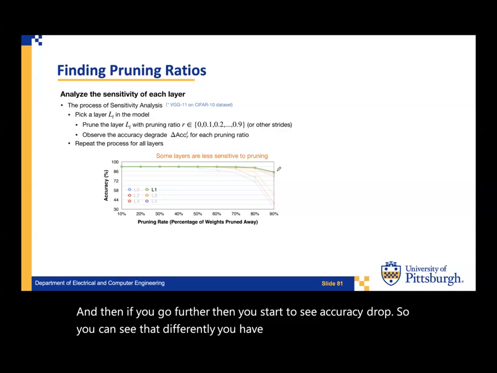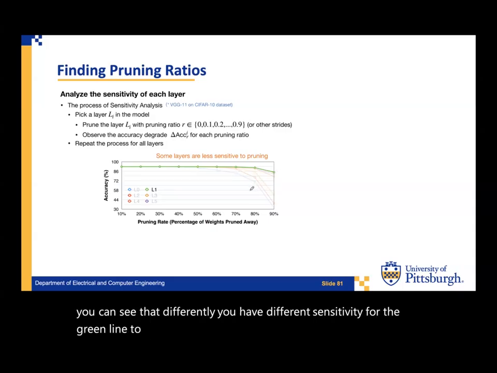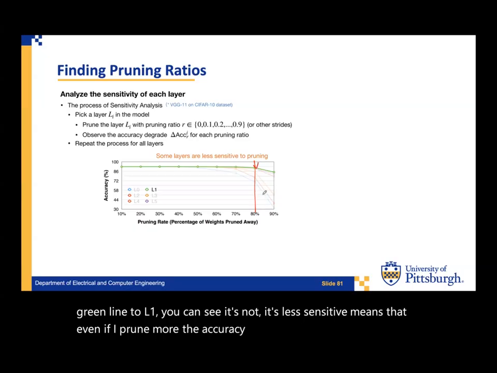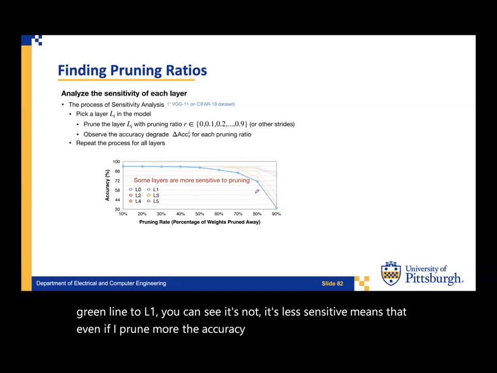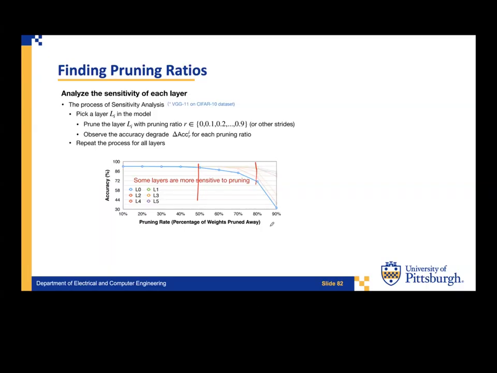So you can see that different layers have different sensitivity. For the green line, L1, you can see it's less sensitive. It means that even if I prune more, the accuracy is still not dropping, right? Whereas the blue line is much more sensitive. You prune 50%, it starts to drop. If you prune all the way to 80 to 90%, it drops significantly. So that tells you the sensitivity of different layers.